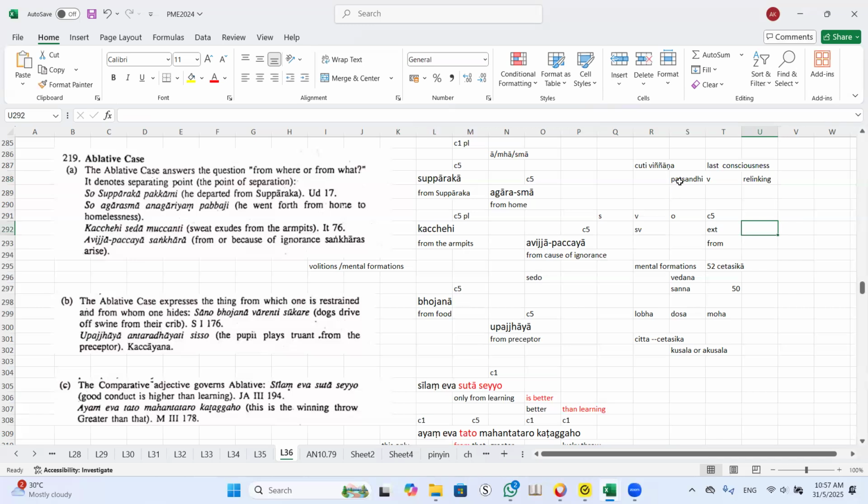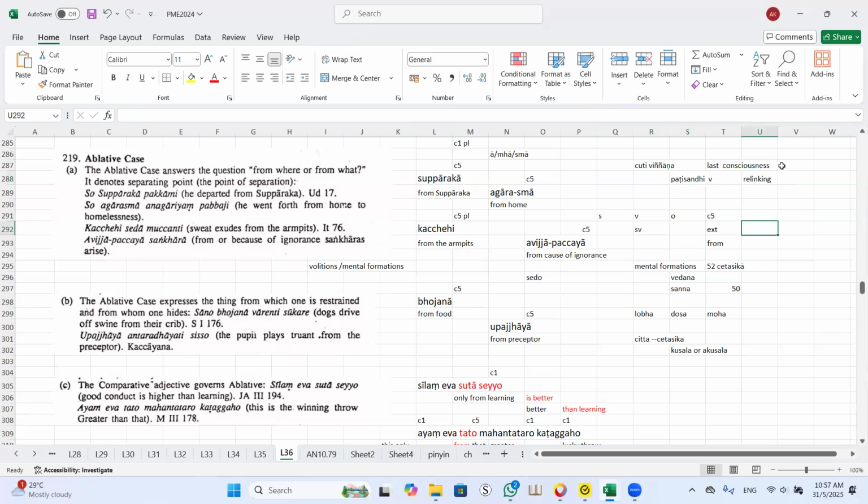Take the word sandhi; every time we learn Pali, we learn sandhi. Sandhi means join, join means link. Pati sandhi adds a prefix. Get what I mean?